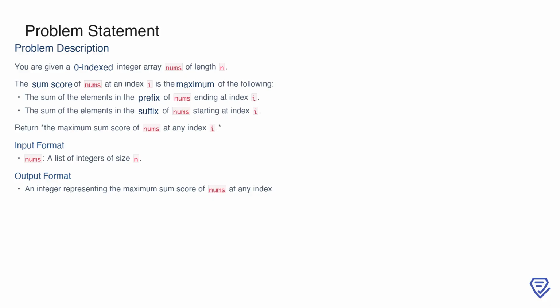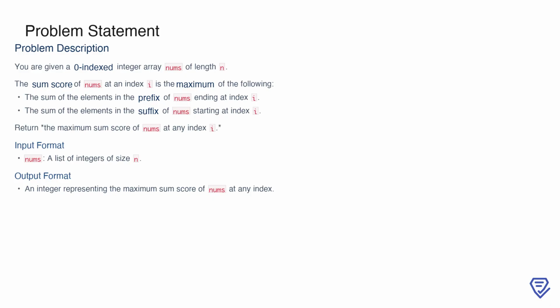Here's how this is defined. The sum score at any index in the array is determined by taking the maximum of two sums. The first is the prefix sum, which is the sum of all elements from the beginning of the array up to the current index. The second is the suffix sum, which is the sum of all elements from the current index to the end of the array. Our task is to find the index that provides the highest sum score and return that value.